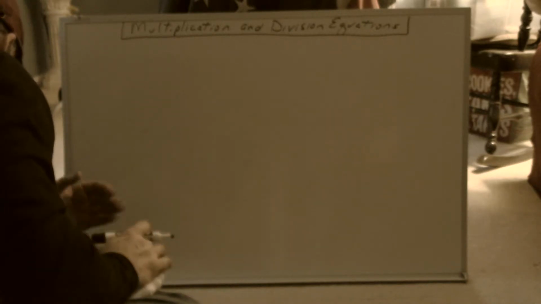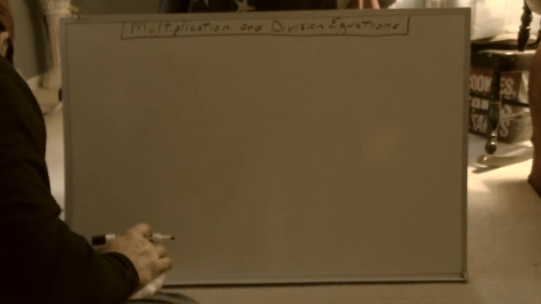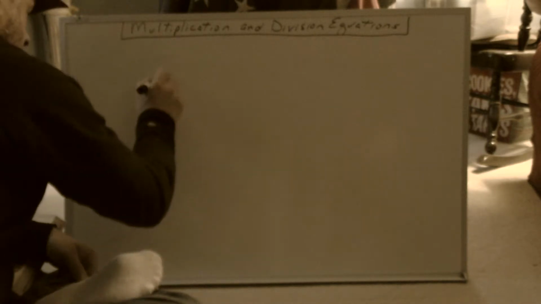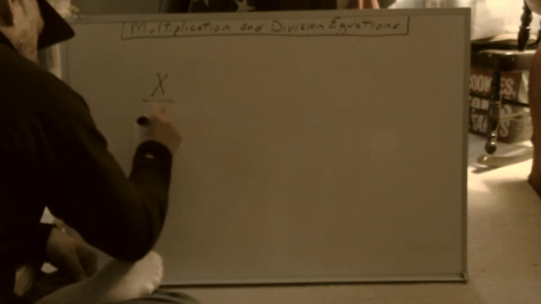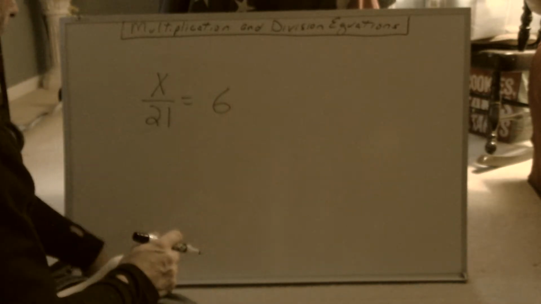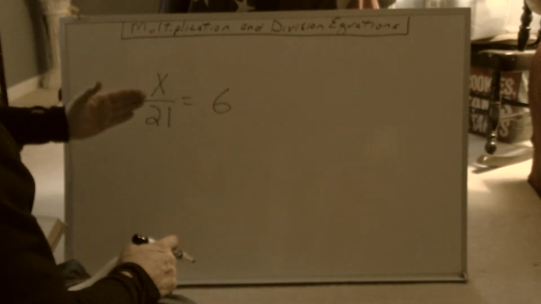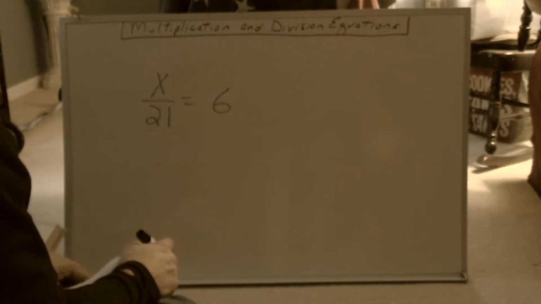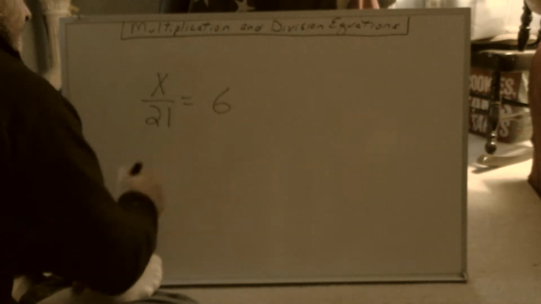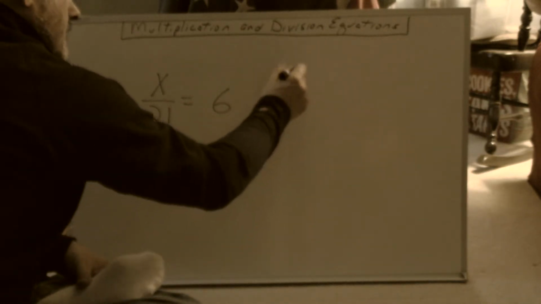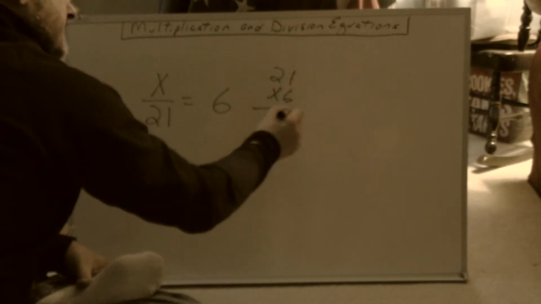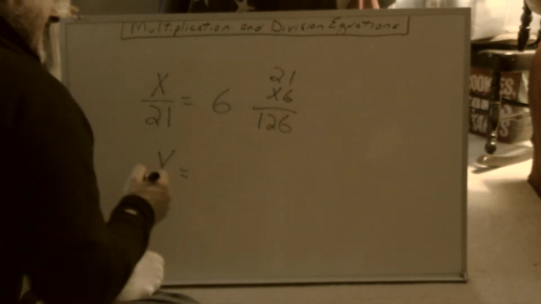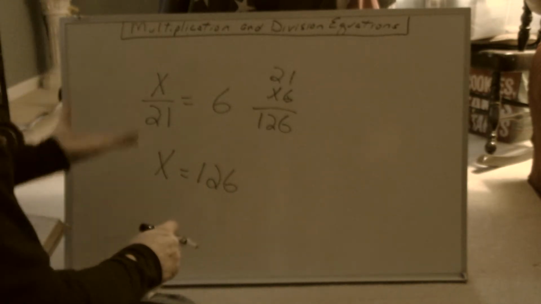Now let's do another one. We'll mix it up a little bit for you. Let's see if I can find one that you might. Here's one. X over 21 equals 6. What number divided by 21 is 6? Well, I think it's going to be a large number. But all we have to do is multiply 21 times 6. Let's do it. 21 times 6. 6 times 1 is 6. 6 times 2 is 12. It's 126.